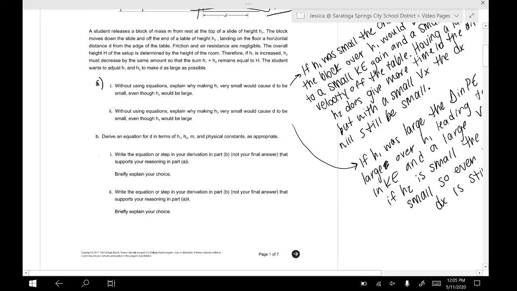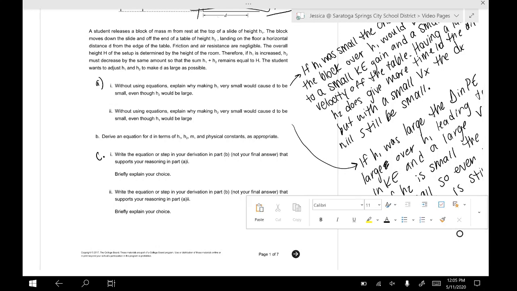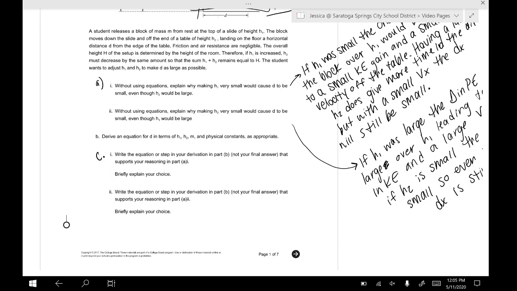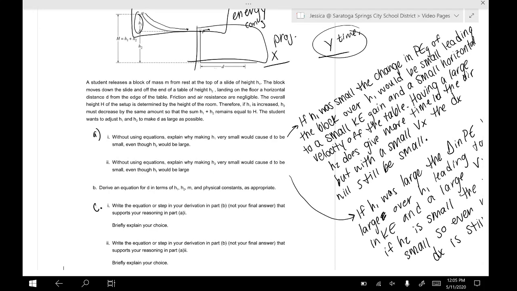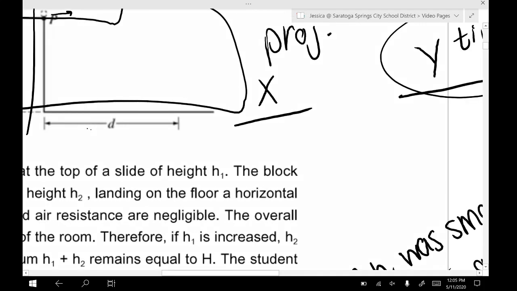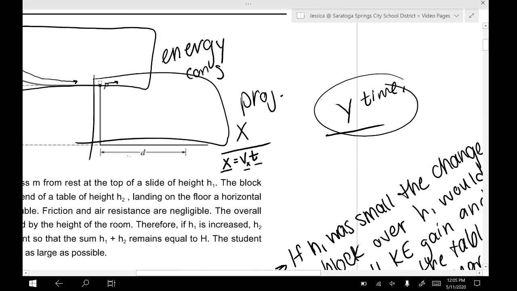B is derive an equation. C1 and C2 are explain. So B: derive an equation for D in terms of H1, H2, M, and physical constants as appropriate. Let's work backwards. In the x direction, the one and only equation I can use is x equals vt, where this v is the velocity in the x direction. So in order to get the horizontal distance traveled, I need to know the velocity in the x direction and the time of flight. Well, how am I going to get the time of flight? I'm going to use the y direction.